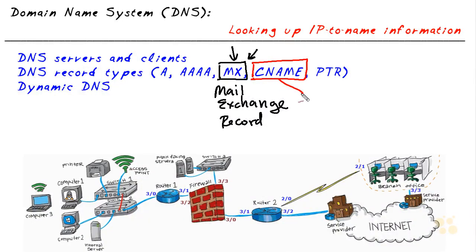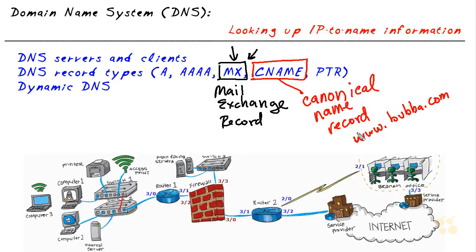The CNAME record stands for canonical name. And by using a CNAME, we can do an alias from one name to the other. So, for example, if we were searching for www.bubba.com, and there was a CNAME record there that said, oh, what you really want is www.bubba1.com, that would be an example of a CNAME record. Then, of course, Bob at this computer would continue the resolution of www.bubba1.com to an IP address.